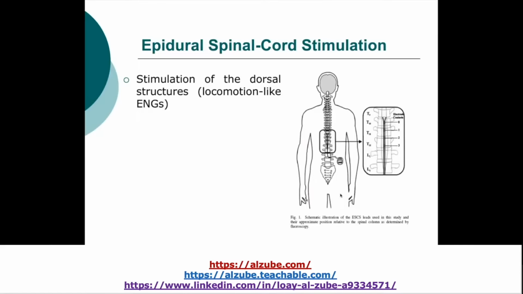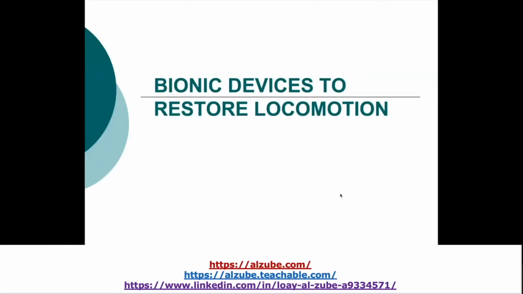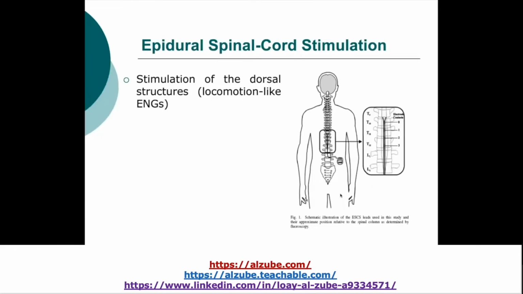So the first generation of bionic devices. And when we say bionics, we mean that we are trying to mimic the original function, the natural functionality of the organ or tissue that we're trying to replace. So we have something called epidural spinal cord stimulation. And this is a type of stimulation of the dorsal structures of the spinal cord.